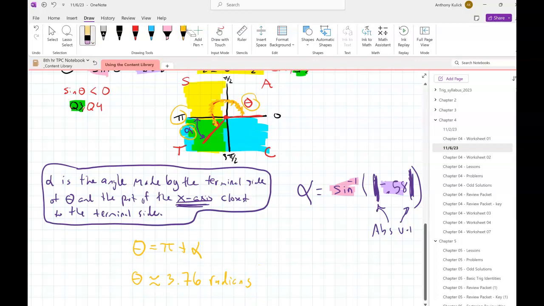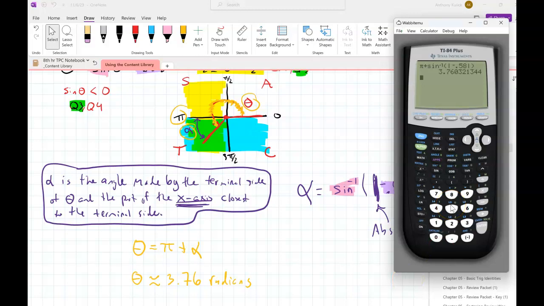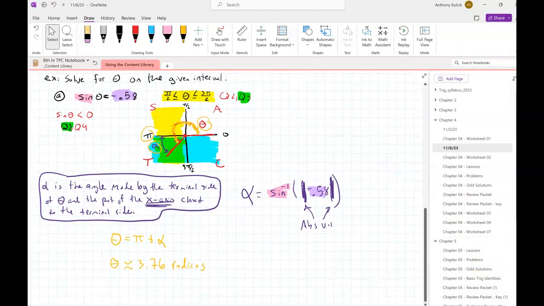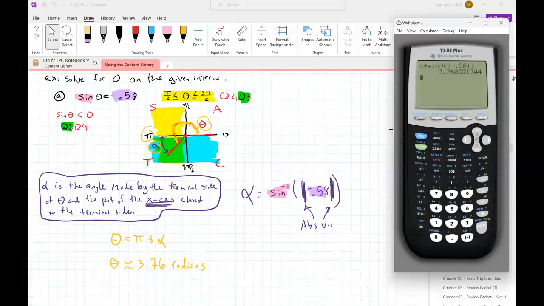I guess let's not box it yet. Is everybody okay with what we did to get that? Guess what? We can check this answer. You want to see how to do that? It's a two-part check. First thing I'm going to check is that sine of 3.76 is negative 0.58. So sine of my answer, yes, that's step one of my check.